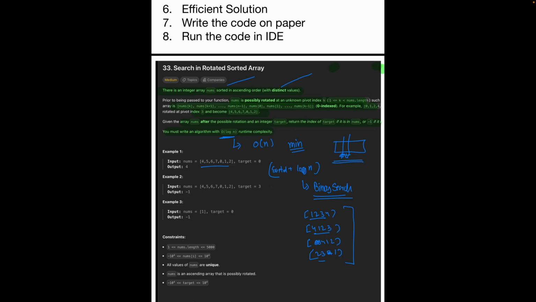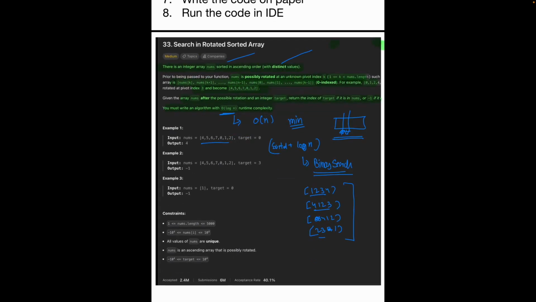So okay, let's do input. The input is a vector of int, and here we can say its size will always be greater than or equal to 1, so an empty vector will never be passed. And then the values of nums are unique, which is good. Nums is an ascending order array that is possibly rotated. And then the target. Okay, sounds good. So yeah, input is this.